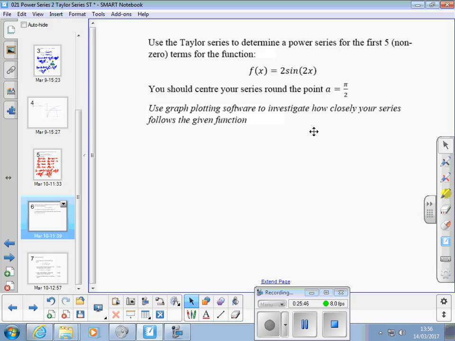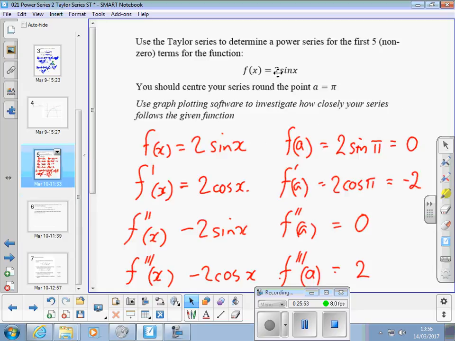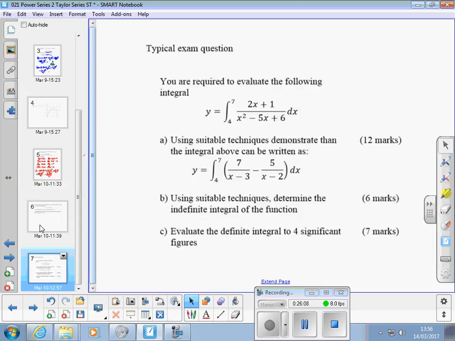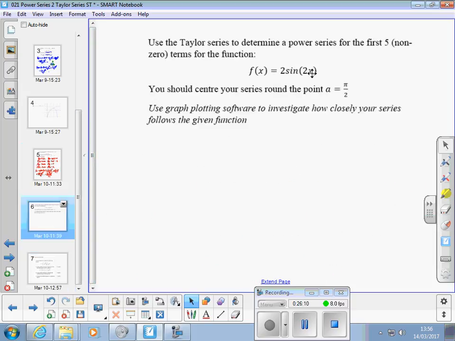Try sine of 2x and have a look and see what that does. The magnitude of every coefficient was the same, just that every other term changed sign. In this case, we focus on pi over 2. Again, that'll take us to the midpoint of that sine wave.